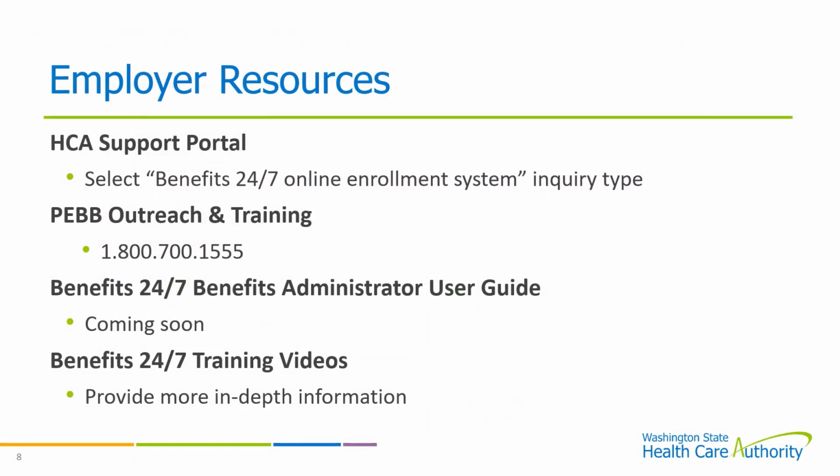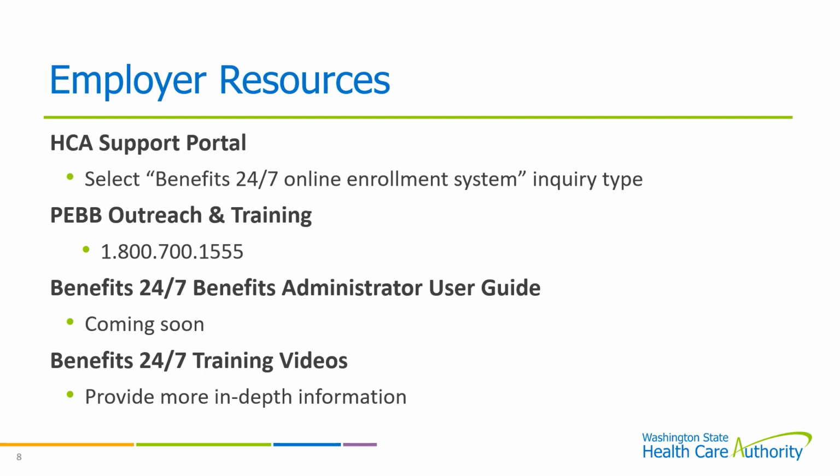So now that you know how to add and enroll an extended dependent in benefits 24/7, here are those follow-up resources in case you have any questions about benefits 24/7. So first, you can send us your questions through the HCA support portal, and don't forget that when you create your ticket, you're just going to want to select the Benefits 24/7 online enrollment system as your inquiry type. You can also reach out to our outreach and training team at the number that we have provided here.